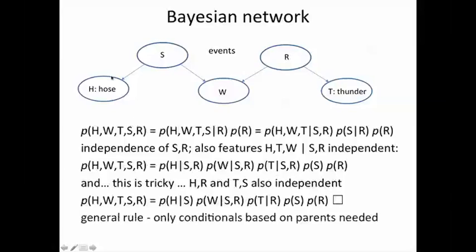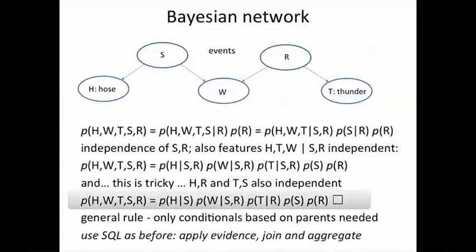As a general rule in a Bayesian network, and this is all you really need to understand or remember, all you need to deal with are the conditional probabilities of nodes given their parents. So we have H given S, T given R, and W given S and R because it has two parents. S and R don't have any parents, so they sit on their own as prior probabilities. So this basic Bayesian network equation gives us the joint probability. From this, one can compute whatever one actually requires simply using SQL by applying evidence, joining, and aggregating.